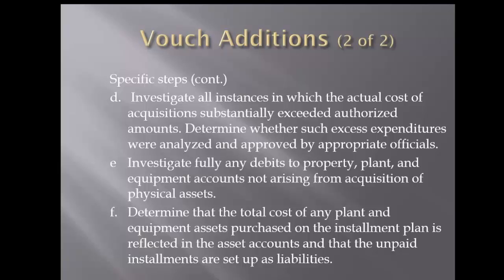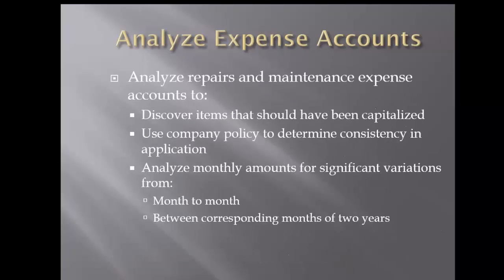Vouching 2: investigate all instances in which the actual cost of the acquisition substantially exceeds the authorized amounts. Investigate fully any debits to property, plant, and equipment not arising from the acquisition of physical assets. Determine the total cost of any plant and equipment purchased on the installment plan. This is reflected in the asset accounts, and the unpaid installments are set up as liabilities.